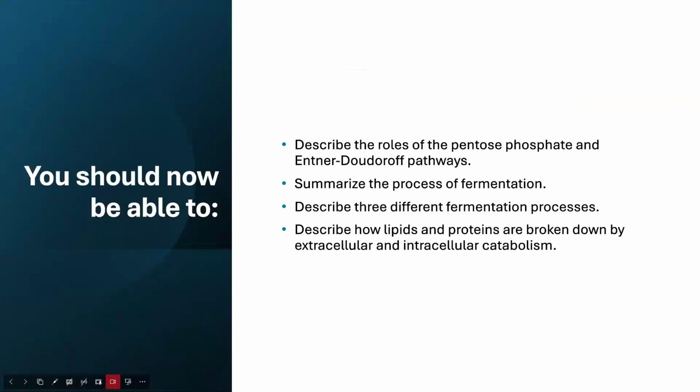All right. So at this point, you should be able to tell me a little bit about what the pentose phosphate and Entner-Doudoroff pathways are. Summarize the process of fermentation. So what is the main goal of fermentation? Describe how those different fermentation processes work, and how lipids and proteins can be broken down by extracellular and intracellular catabolism. So think about those different objectives and come to class with any questions that you might have about them.